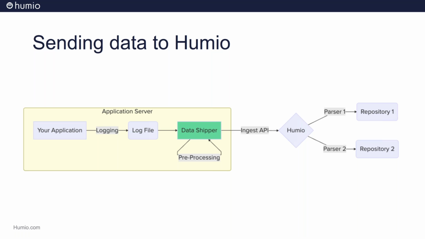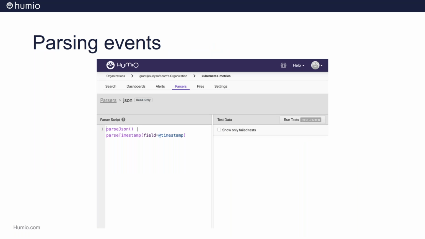Typically most people are sending JSON, so we parse that JSON document and turn that into a data structure we use internally. And so you're able to search for your fields like source IP address equals and things like that. But you're not relegated to just parsing JSON. This is what a simple parser would look like. I'm parsing the JSON, and then I'm telling Humio to use a certain field for a timestamp. And that's generally what you need to do for your JSON.